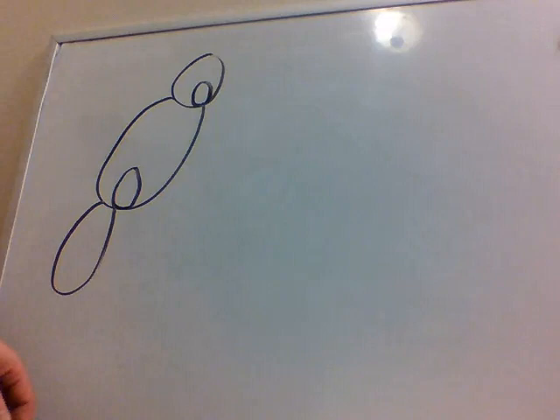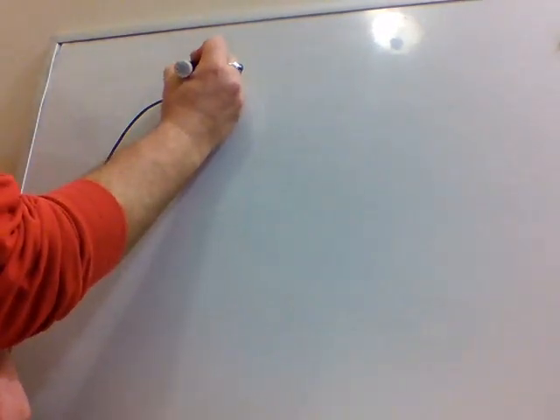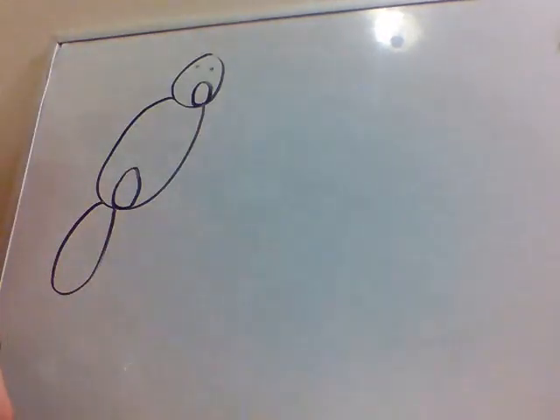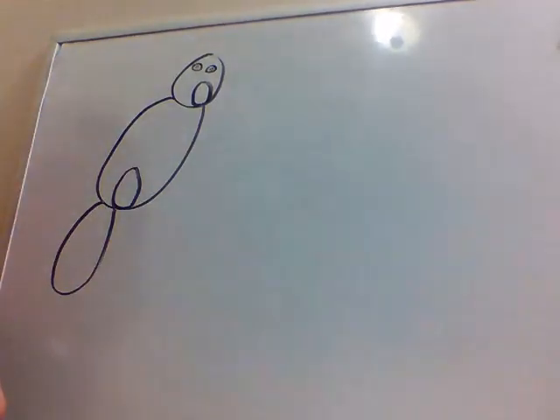Now that we have the basic shapes, we can add some details. Let's start with its head and let's do its eyes. And we're going to do just tiny little circles, and then we're going to do larger circles around those.